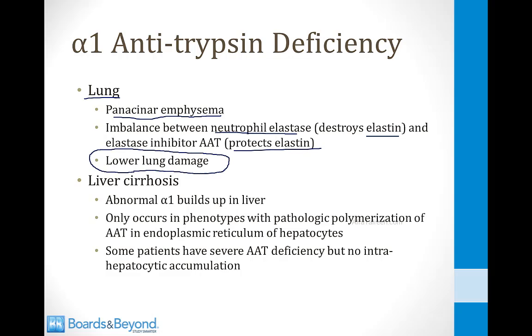A second problem people with antitrypsin deficiency have is liver cirrhosis. So abnormal alpha-1 can build up in the liver. This is only going to occur in certain subtypes of this disease where people get polymerization of the antitrypsin in the hepatocytes, and it leads to hepatocyte death. So there are some patients who have severe antitrypsin deficiency with lung problems but no hepatocyte accumulation. But you definitely should know, and it's high yield for Step 1 to know that the liver can be involved from polymerization of the antitrypsin in the hepatocytes.